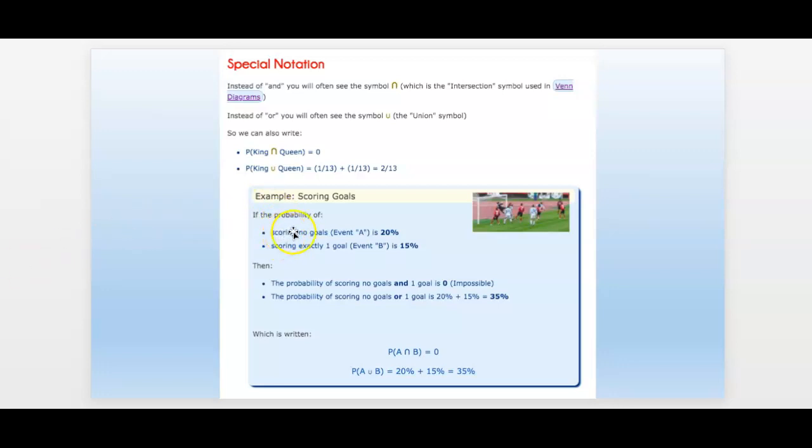Again, the probability of scoring no goals or one goal. They can't do them both. They're either going to score one goal or they're not going to score any goals. They're going to score something. But if you want to know the probability that they score 1 or 0, you can just add up those two probabilities.